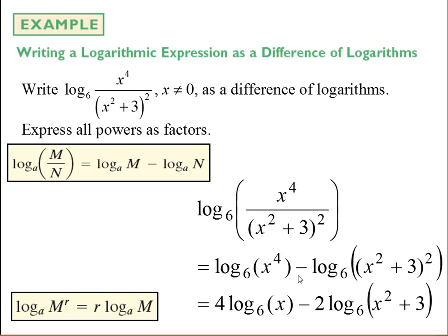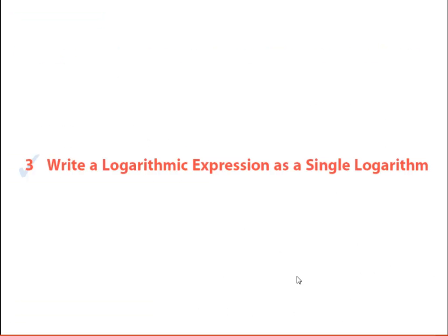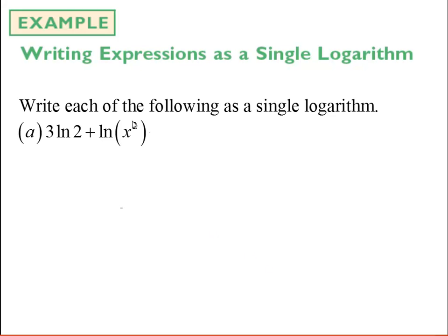All right, let's look at a couple examples where we'll go backwards. So we'll use the properties in the reverse direction. In other words, we're going to be given an expression like a sum of logs, and we're going to combine them into one logarithm. So we're saying write the expression as a single logarithm.